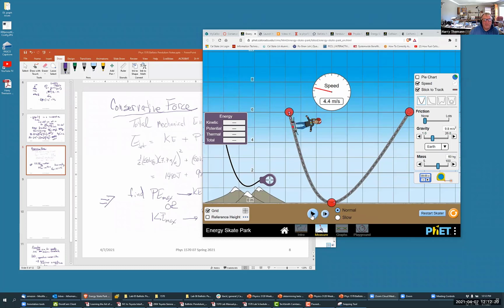4.4 meters per second. Look at that, 4.4 meters per second. Her total speed is always dictated by how high she is. It's a little bit different when you do like we did in the marble lab. We didn't use the energy formulation.